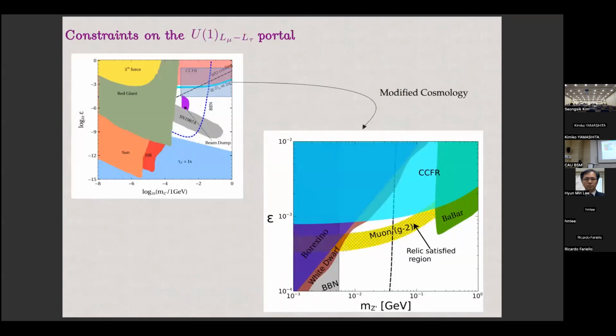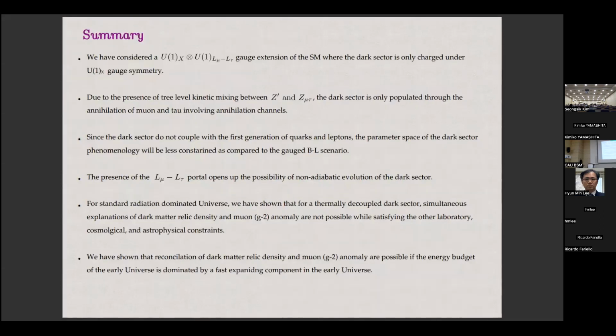So here is the L mu minus L tau constraint for the standard cosmological scenario. We want to show that one can satisfy this relic density constraint in this region, and in the modified cosmological scenario, we find that it is indeed possible to satisfy the relic density constraint while satisfying the other experimental observations. So here is the conclusion.